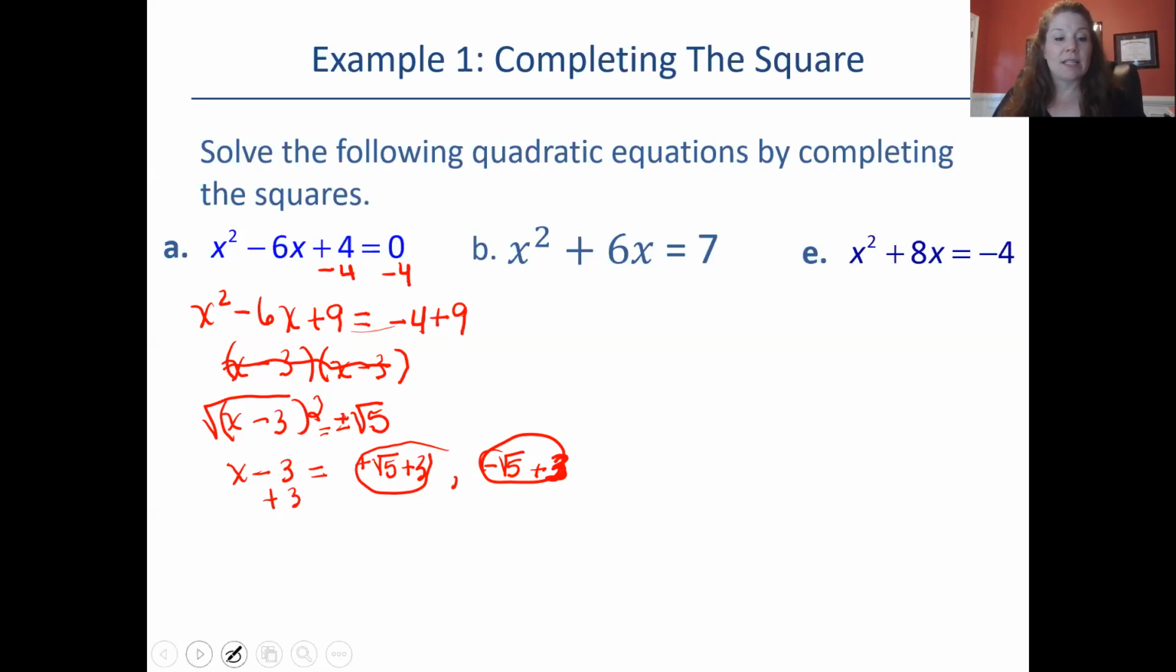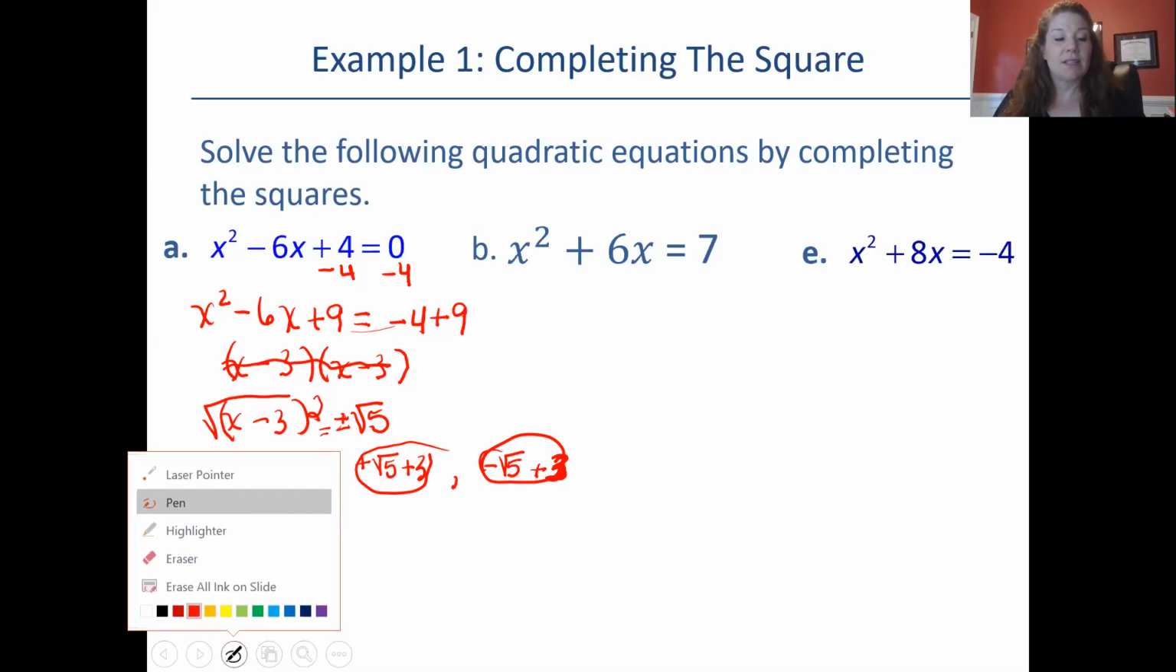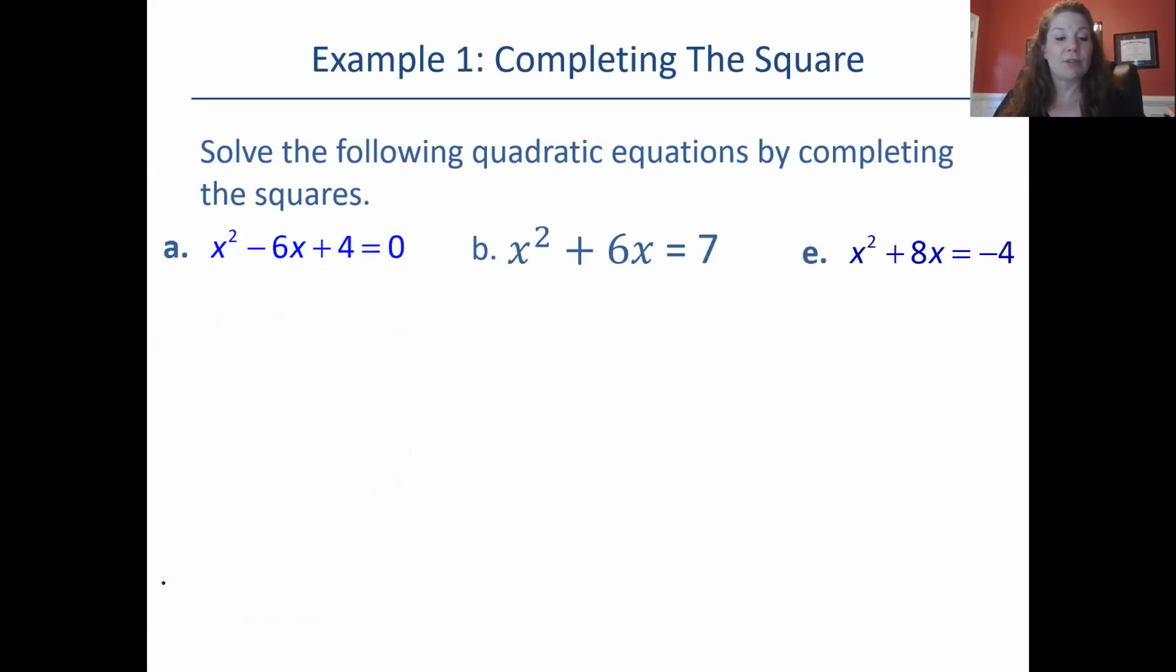All right, this is going to be tricky to write, so y'all can read it. I'll try to do better. All right, look at letter B. These variables are already on one side of the equal sign and the constant's already on the other side, so we don't have to move that 7. So we're going to rewrite it, leave a little space, and then write our 7.